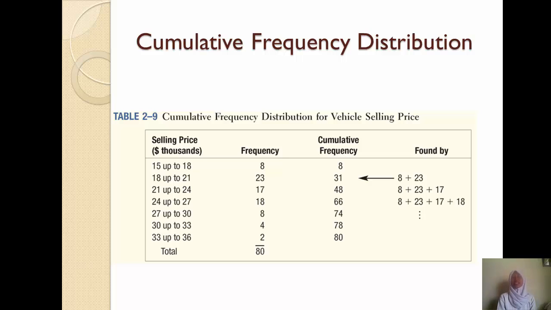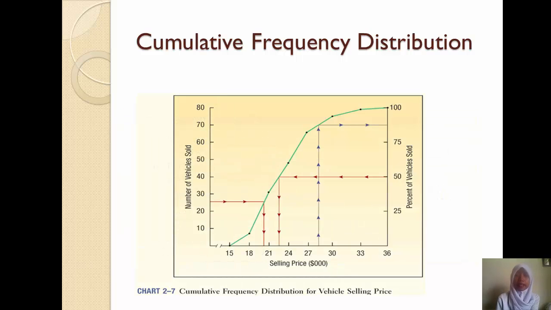Cumulative frequency distribution. A cumulative distribution is a frequency distribution whose values are obtained by summing the frequencies successively. For example, like this table. And this is an example of a chart of cumulative frequency distribution.